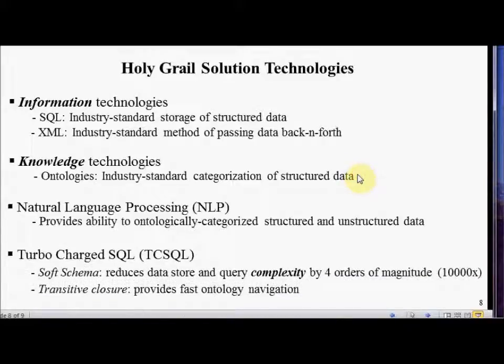And lastly, we're going to talk about a new technology, something called TCSQL, turbocharged SQL. It's not really a new programming language, it's really a clever use of standard SQL. In particular, it provides the notion of something called soft schema, which will be used to address the problem of complexity. I mentioned today that enterprise systems oftentimes are comprised of potentially tens of thousands of tables. This notion of soft schema reduces it by 4 orders of magnitude. A second thing provided by TCSQL is the notion of transitive closure, which provides very fast ontology navigation.